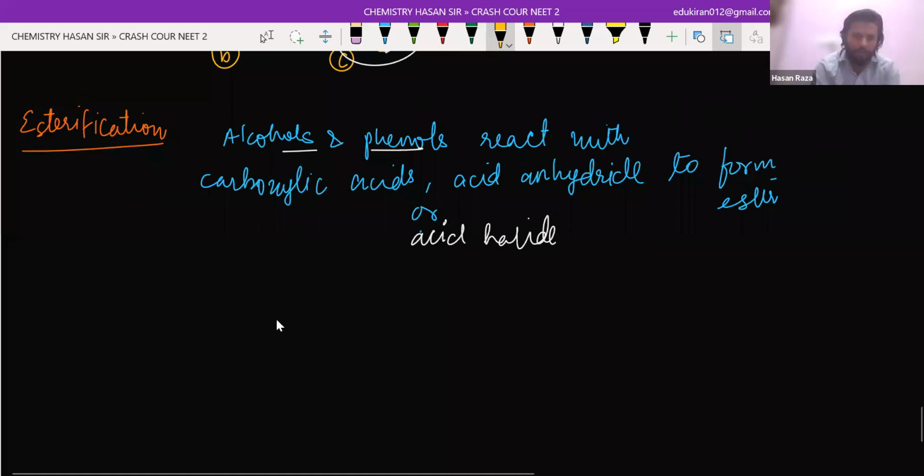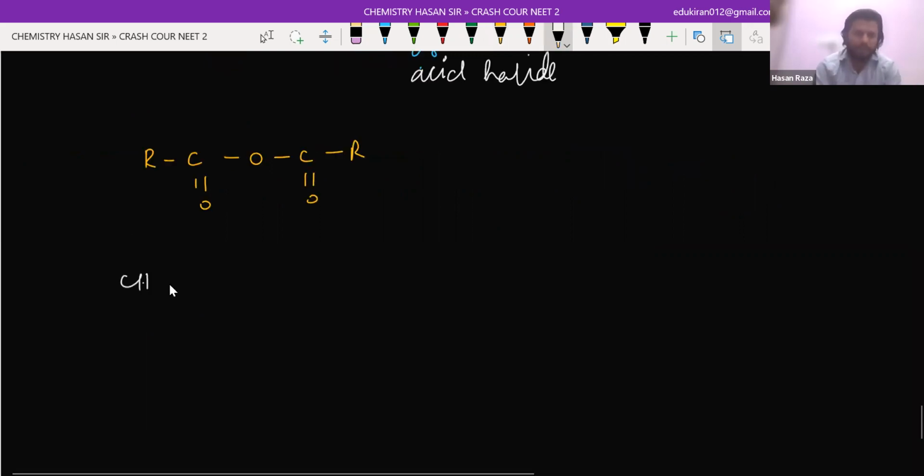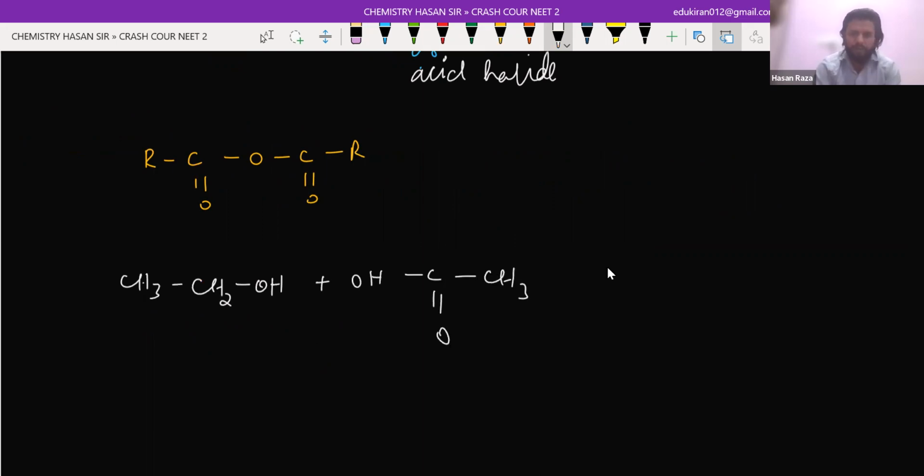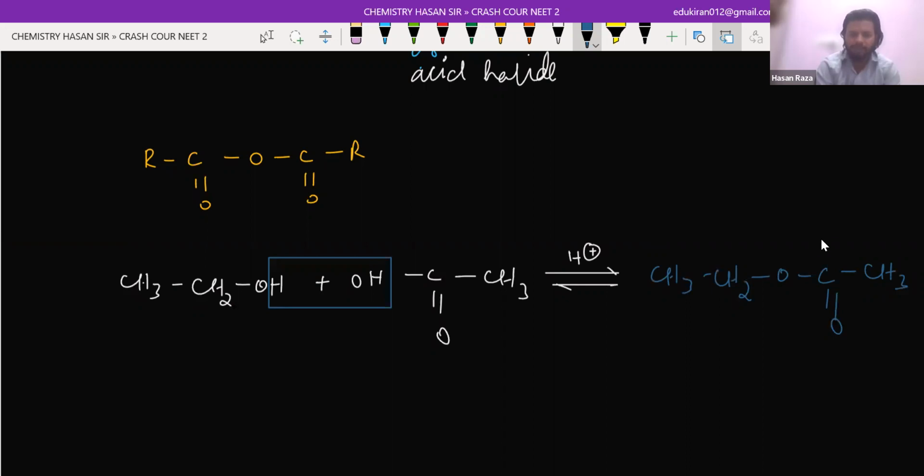So this is your acid anhydride, you can see. I'm going to show you the reaction. See, this is your ethanol, and you are going to react this with carboxylic acid in the presence of an acid, and this is a reversible reaction. So what will happen? You are going to remove this H2O, and you will be getting CH3CH2O, then C double bond O and CH3. This is an ester, which has the name ethyl ethanoate.